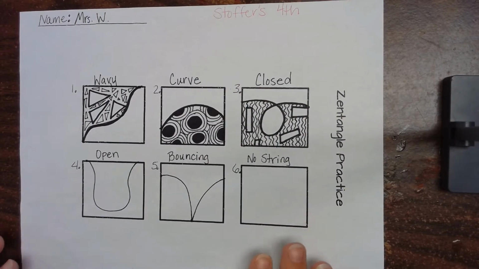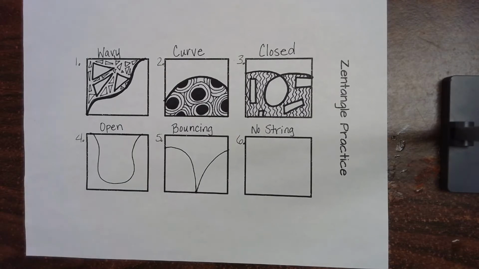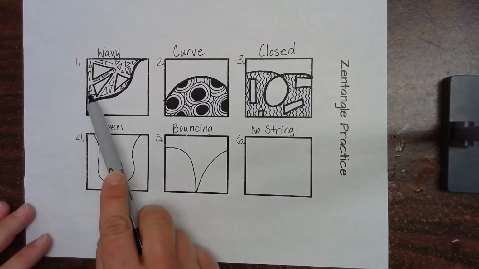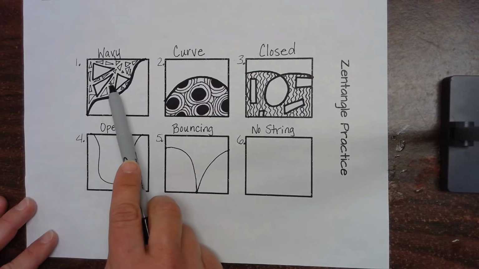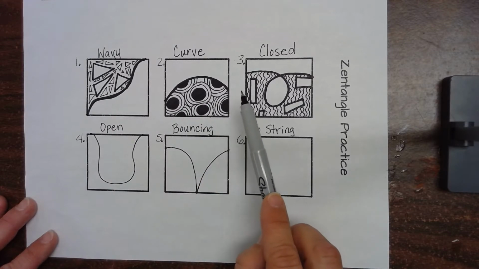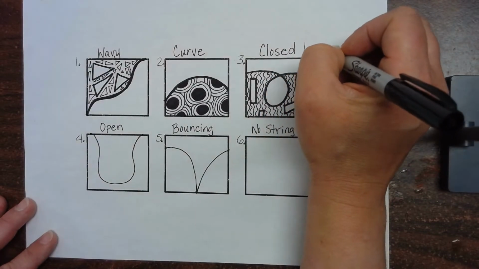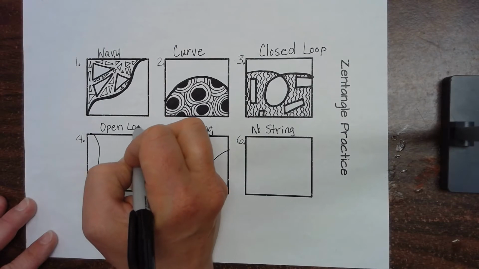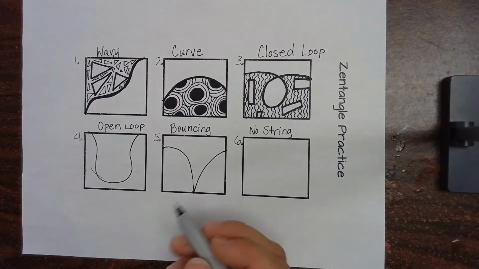Okay, Mrs. Stoffer's class, we're going to finish up our practice of the zentangles, and we finished the wavy zentangle, so we only did the pattern above this wavy line, and then we did the curve underneath the curve, and then we did the closed loop, which I didn't write loop, sorry. It's a closed loop, and this is the open loop because it's open right here. So we're going to start with the open loop.